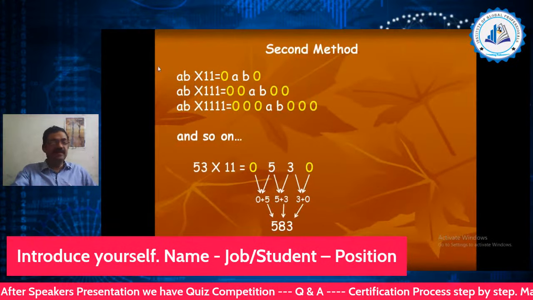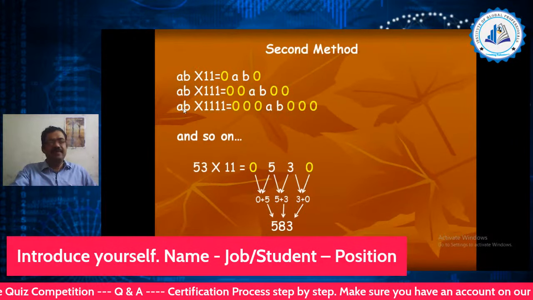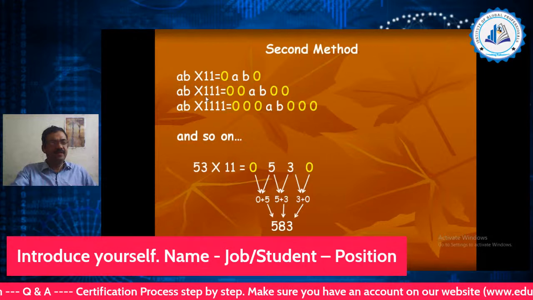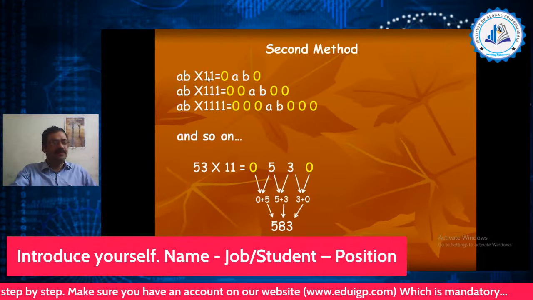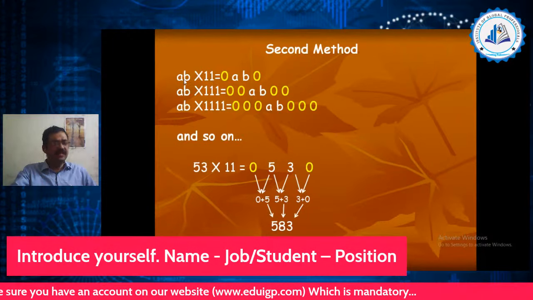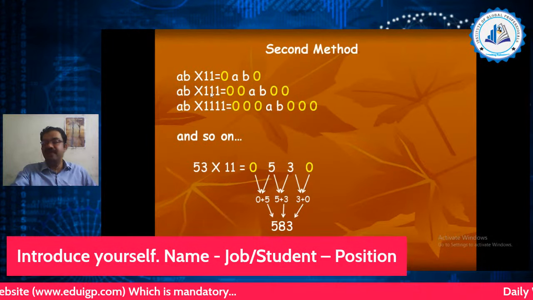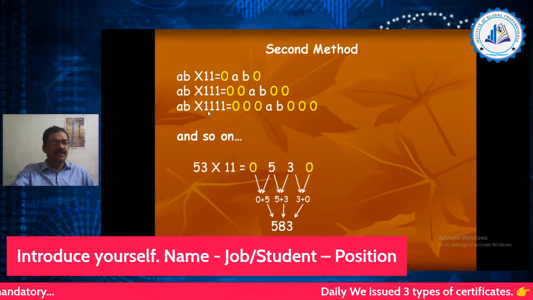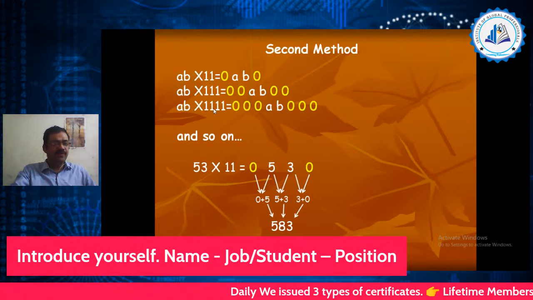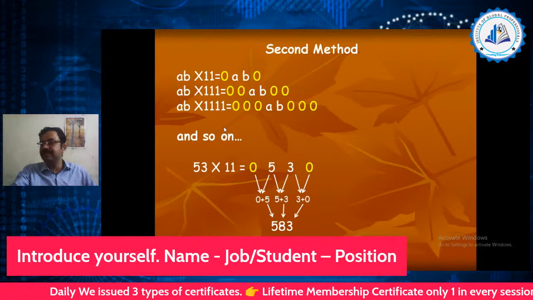In the second method, if we want to multiply any number AB by 11, 111, 1111, in this method, if we multiply by 11, that is 2 digits, AB is sandwiched with a single 0 on each side. If you want to multiply by triple 1, then AB is sandwiched with twice 0. If you want to multiply by 11111, that is 4 digits of 1, then AB is sandwiched with 3 digits of 0.